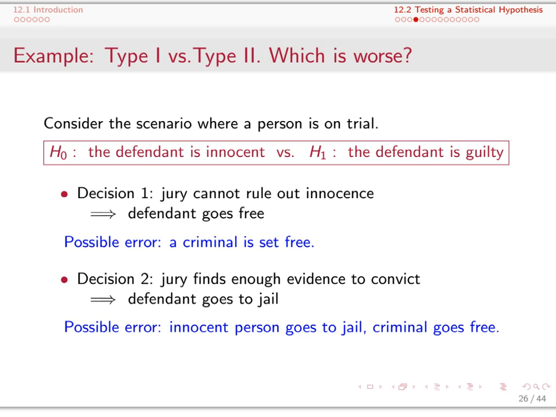Upon further reflection, we can see that the possible error that can result from the jury making the second choice may be considered a more serious error. In the first instance, a guilty person is set free, but in the second, an innocent person is wrongly imprisoned while the guilty party remains unpunished. Let's put this example into the context of type 1 and type 2 errors, and that will help us determine which is worse in the context of our formal definitions of type 1 versus type 2.